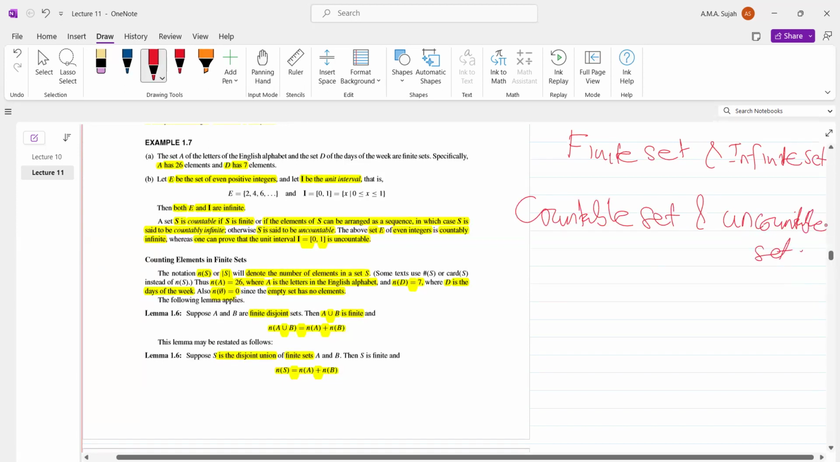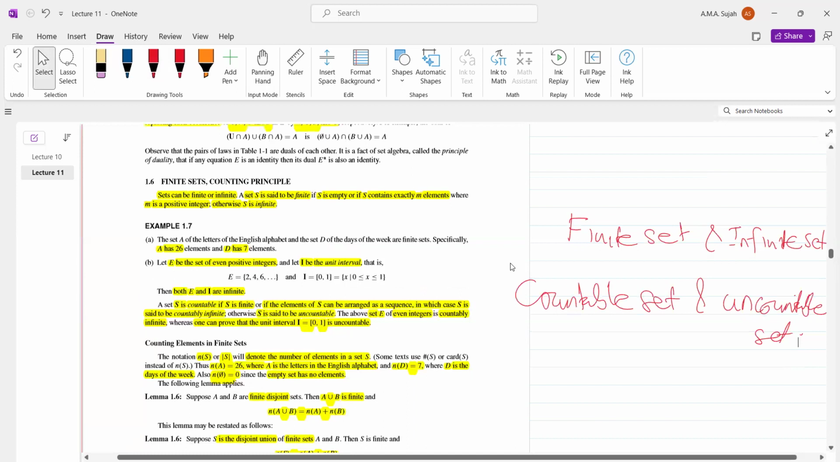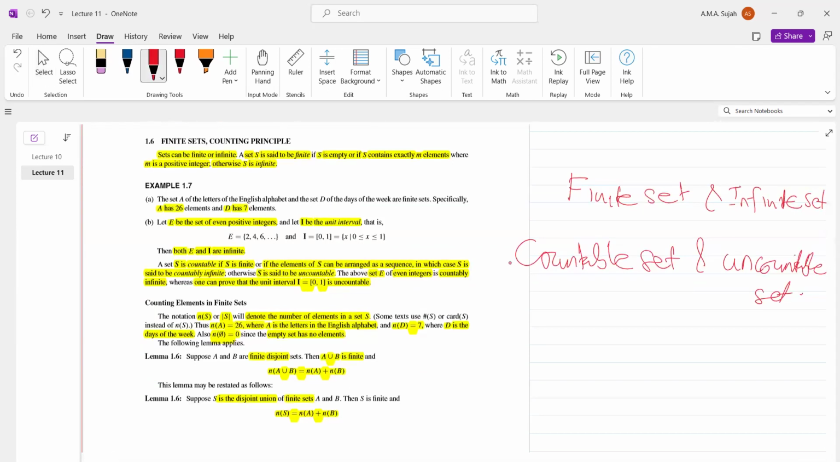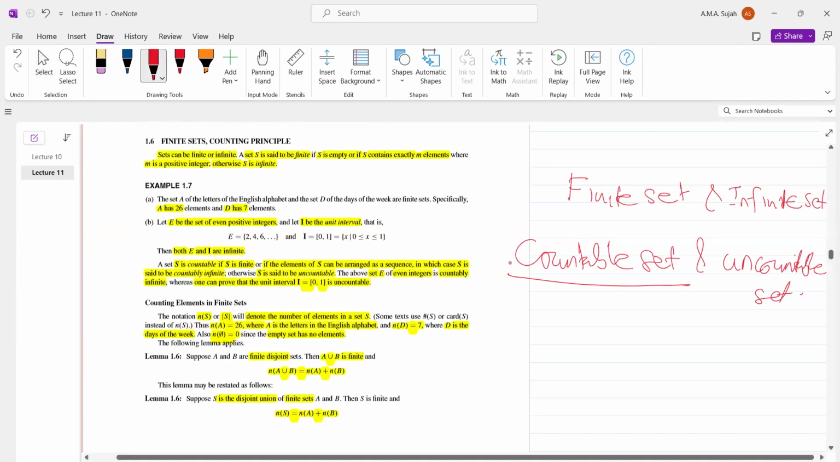Now we will look at what is a countable set and what is an uncountable set. Now you are clear with what is finite and infinite, right? If you know what is finite, then only we will find out what are countable sets, right? Now we will look at what are countable sets.